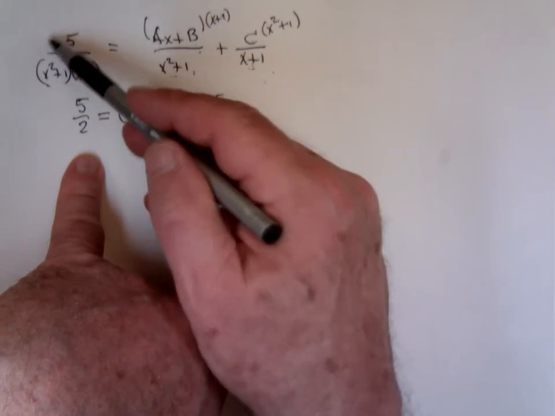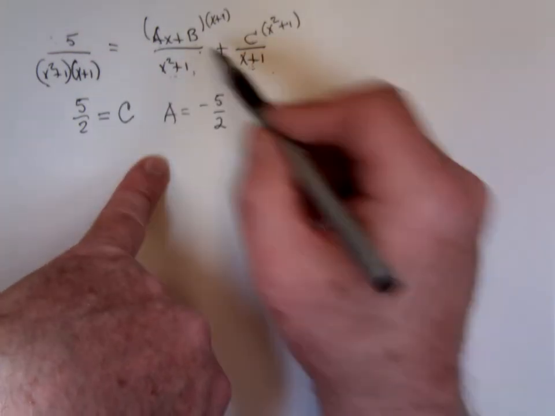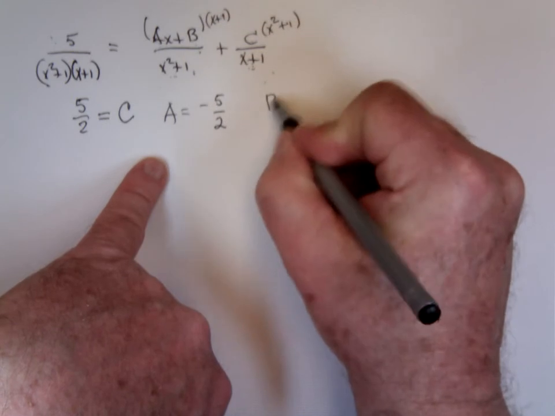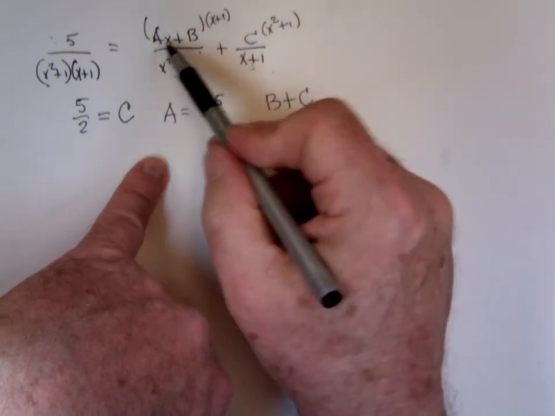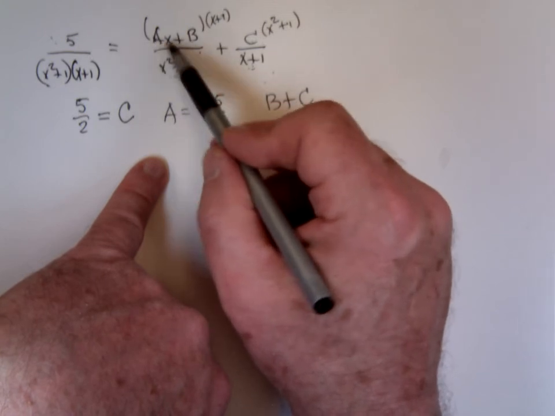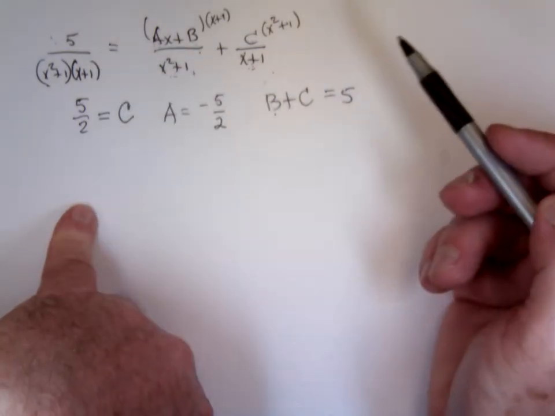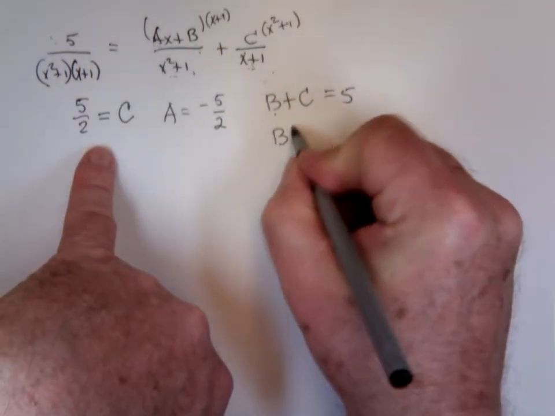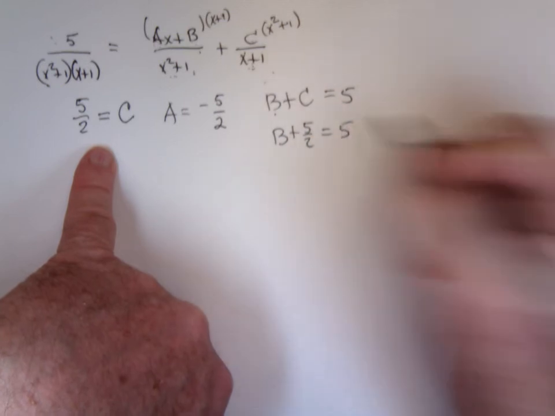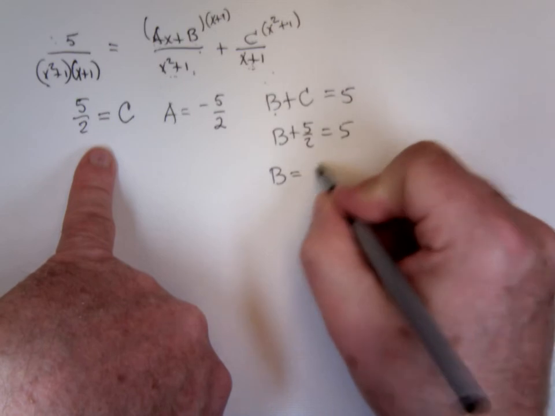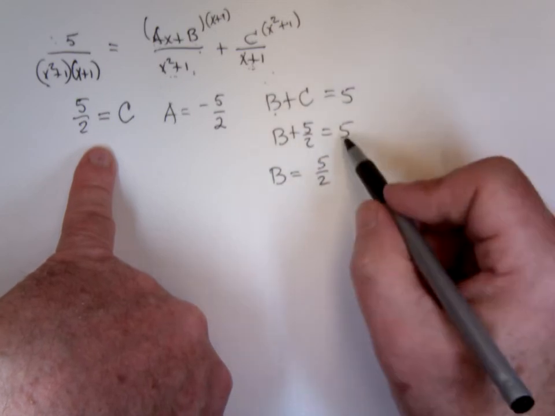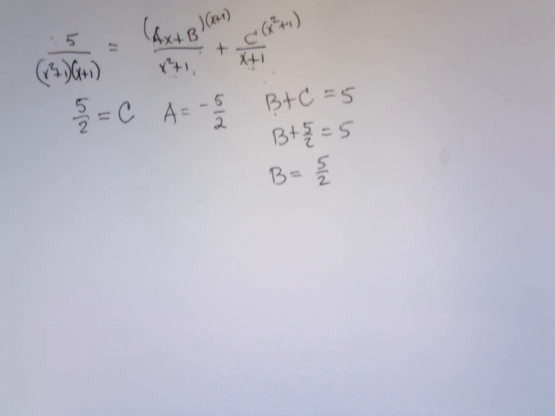Now, I'm going to look at the constants. I have a b. I have a c. A is not part of the constants, it already has an x attached to it. B plus c must equal 5, the constant here. C is 5 halves. Subtract the 5 halves: 5 minus 5 halves is 5 halves. It's 2.5; 5 minus 2.5 is 2.5. Therefore, the sum of the constants is 5 halves. That's kind of cool. That's how you do that one.